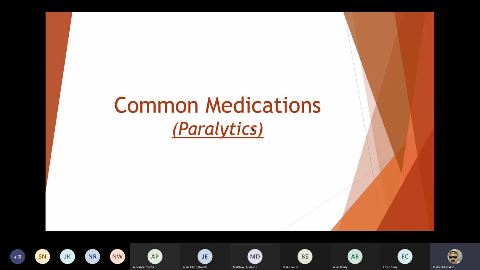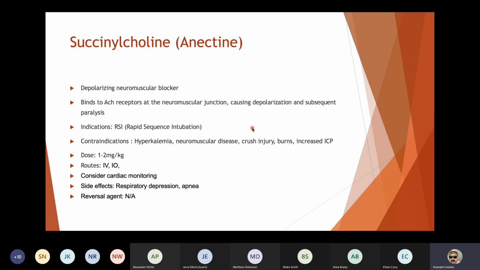Some of the common paralytics we'll carry. First one being succinylcholine. This was the only one I was taught when I went through paramedic school. Nobody thought about giving vecuronium. Nobody thought about giving rocuronium. So it's changed a little bit since I went through. This is a depolarizing neuromuscular blocker. When I say depolarizing, what you're going to see with patients is, again, they're going to fasciculate a little bit. You might see their eyelids twitch when you give this. And it causes that depolarization.